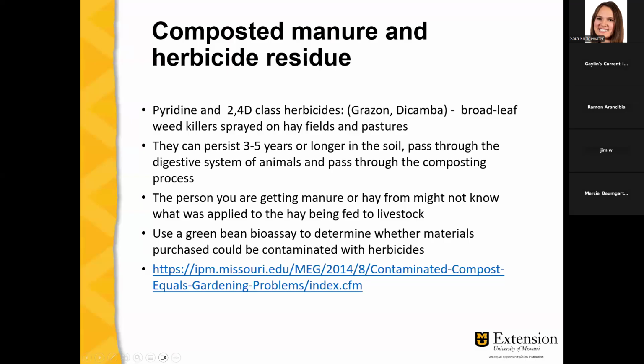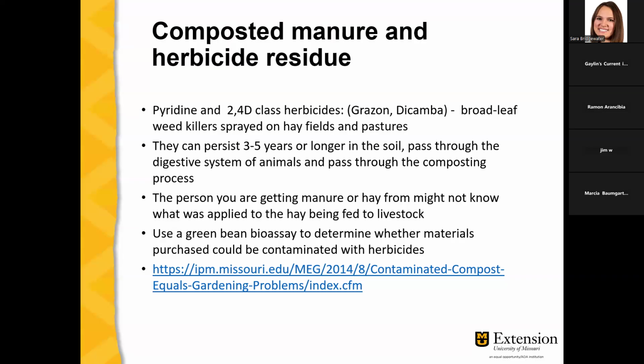Composted manure and herbicide residues. I mentioned before the problem with the herbicides in the compost, in the plant material or manure that you're using to make your compost. These two particularly, and other herbicides, but these are two very important: Grazon, which is used in pasture, and dicamba, which is used in wheat and other crops. The residue of the crop, like hay or straw, can be used to make compost.